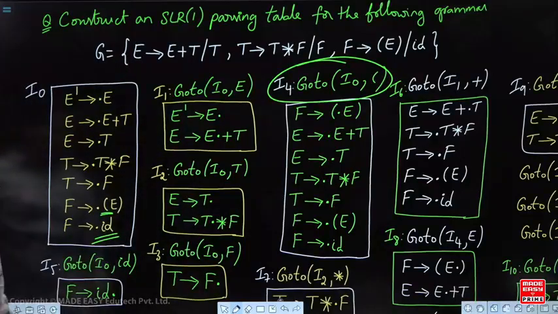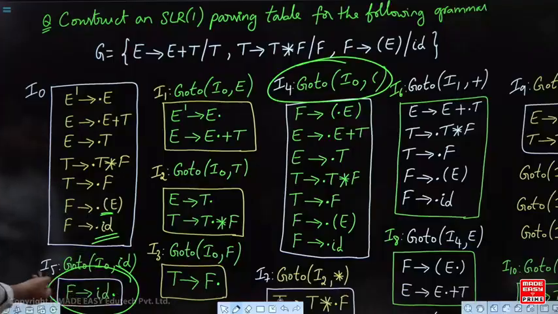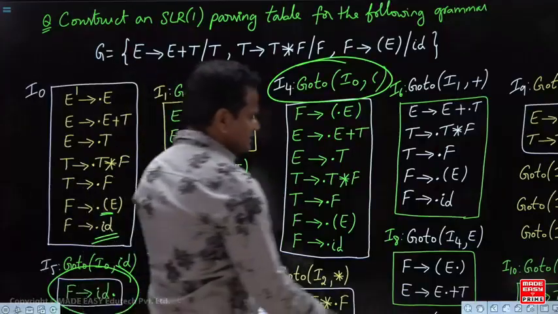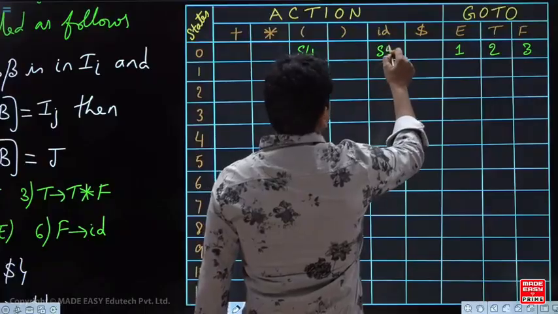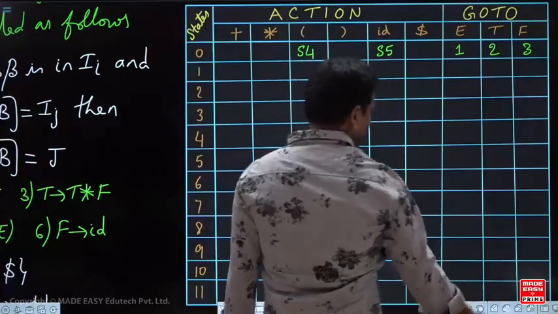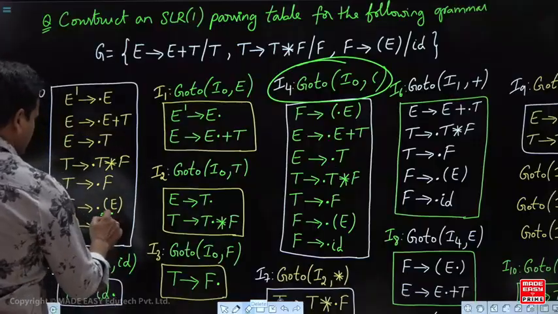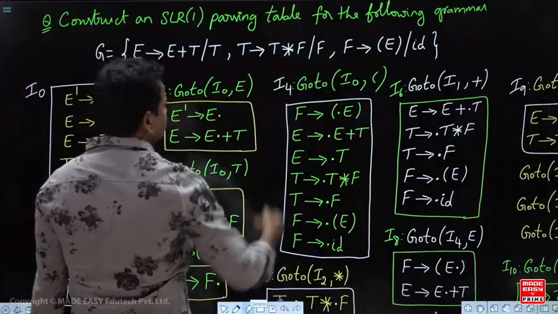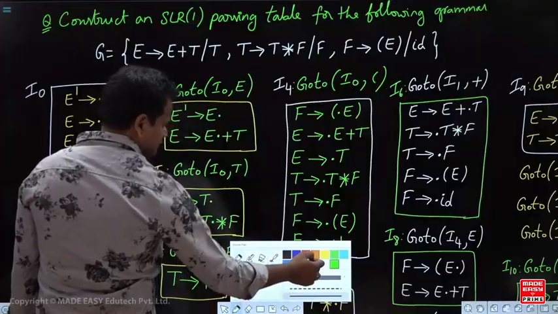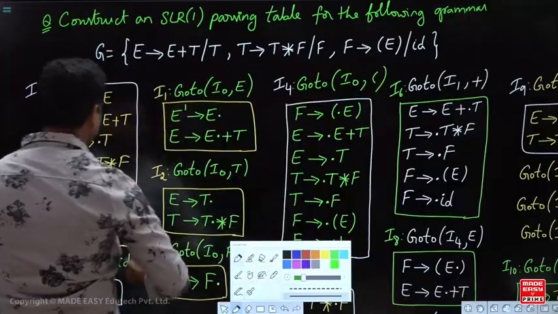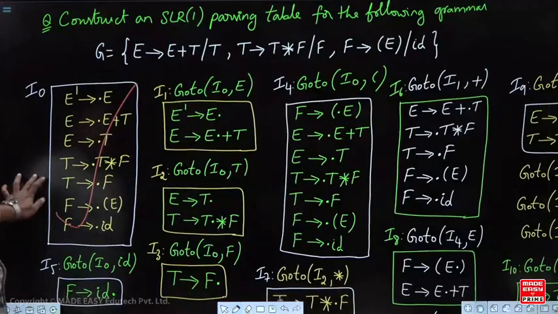Next ID. I0 comma ID, you can see it has gone to I5 and it is a terminal. So 0 comma ID is S5. Very simple. Now we have done I0 completely. Now come to I1.